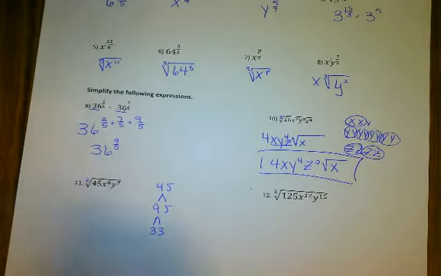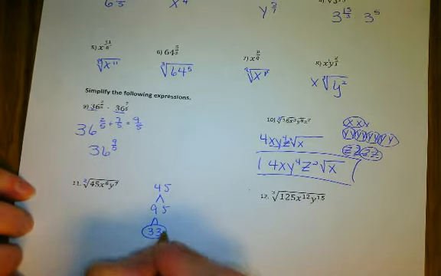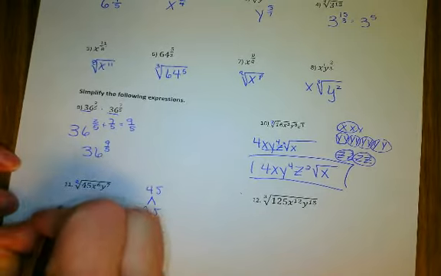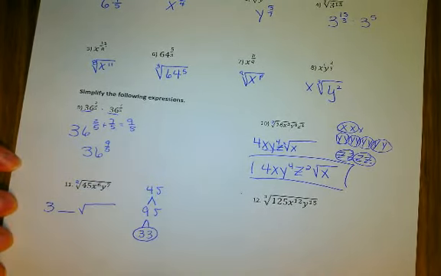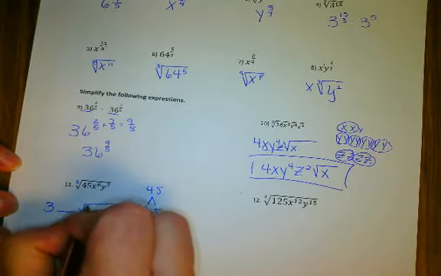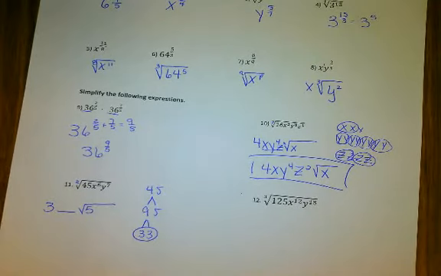Okay, now, again, I'm going to do groups of 2. Well, here's one group of 2 of 3s. So that tells me I'm going to have a 3 on the outside, and then on the inside, I'm going to have what's left over, which is the 5.